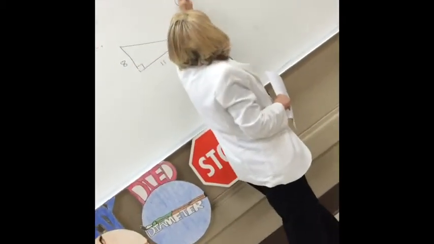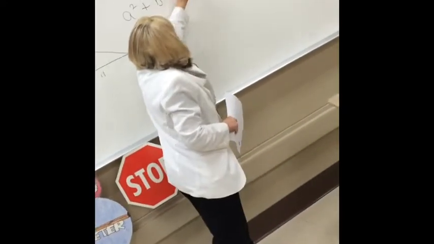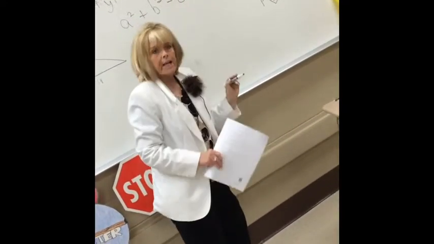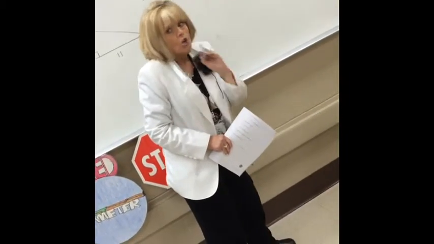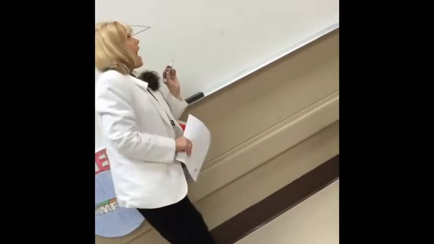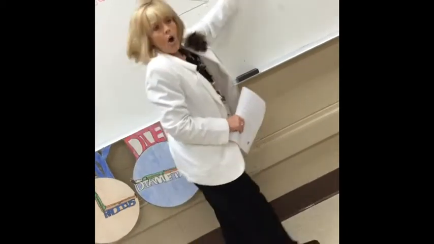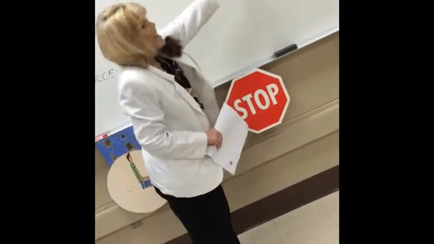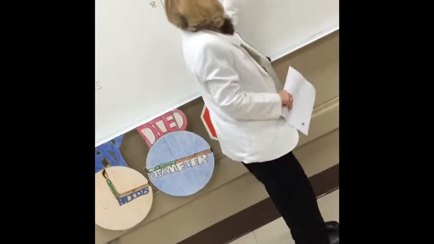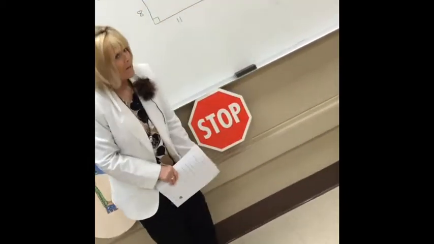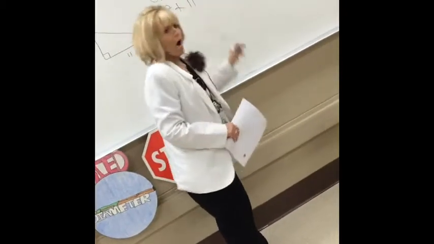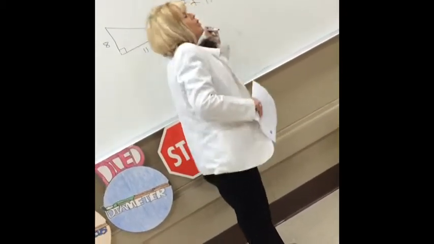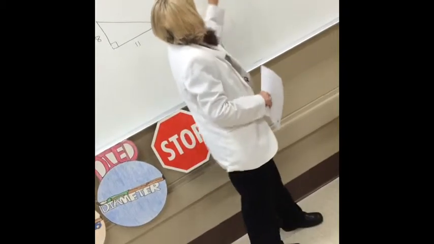Z. Now, the formula is a squared plus b squared equals c squared. Lowercase letters. If it uses lowercase letters, you use lowercase letters. And then, these are always the legs, and the c is always the hypotenuse. Always. Okay, so instead of a squared, I'll put 8 squared. Instead of b squared, I'll put 11 squared. Then you always bring down your c squared.